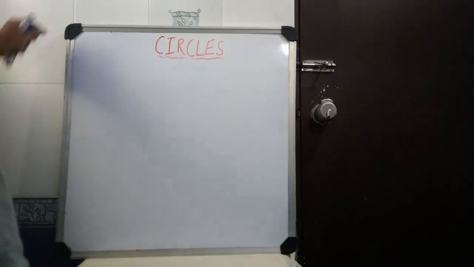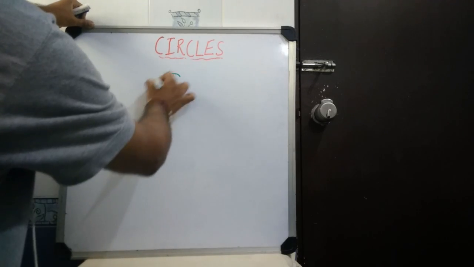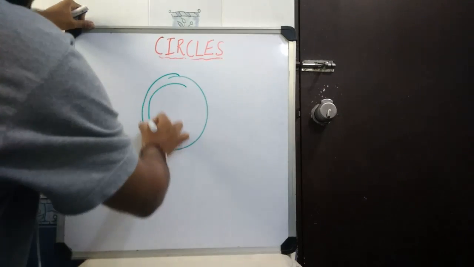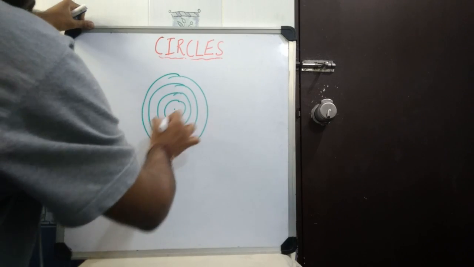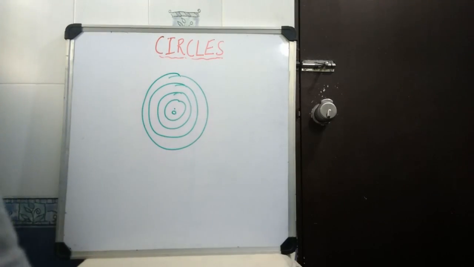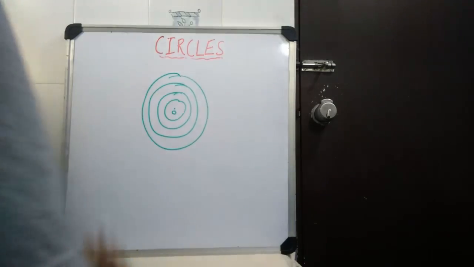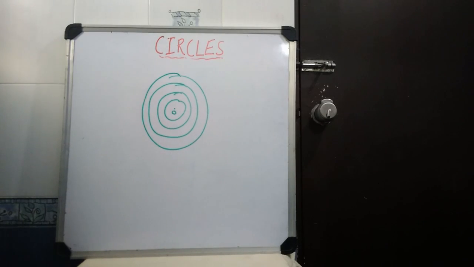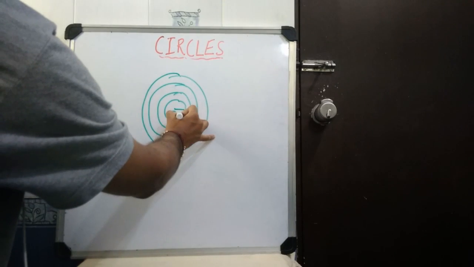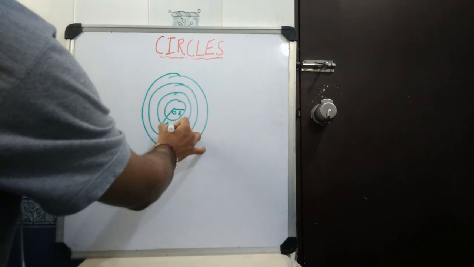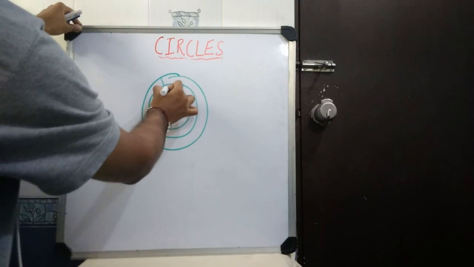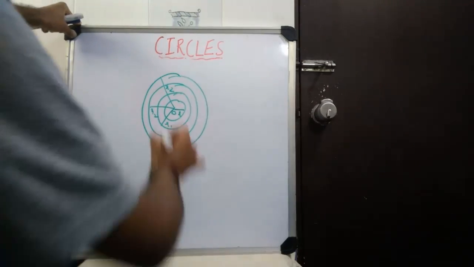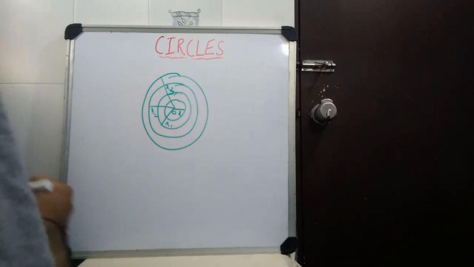Now, what is a concentric circle? A concentric circle is a circle which has many circles inside it, but with a common center O. So all of them have a common center O, and they have different radii. So R, R1, R2 and R3. R1, R2, R3 are just the values of the radius of that particular circle.